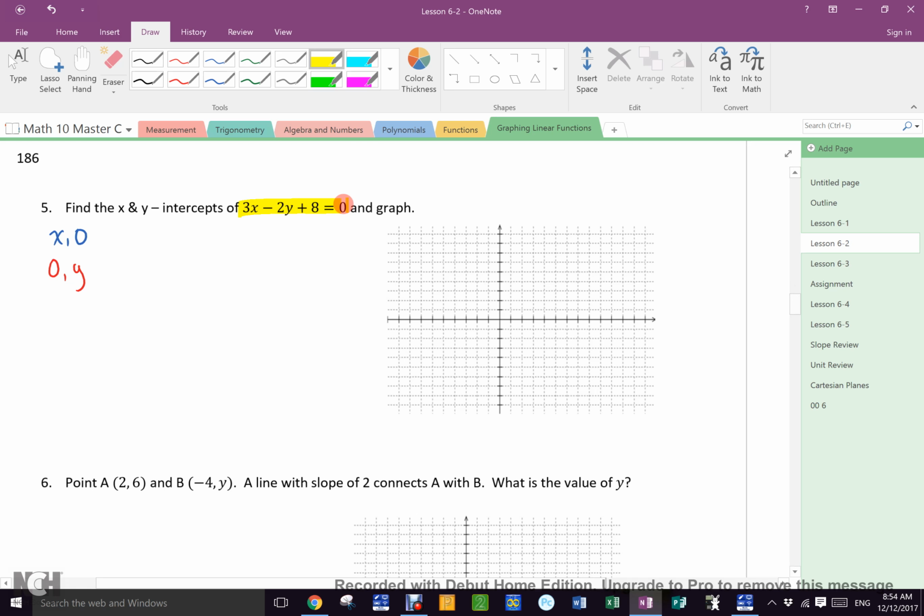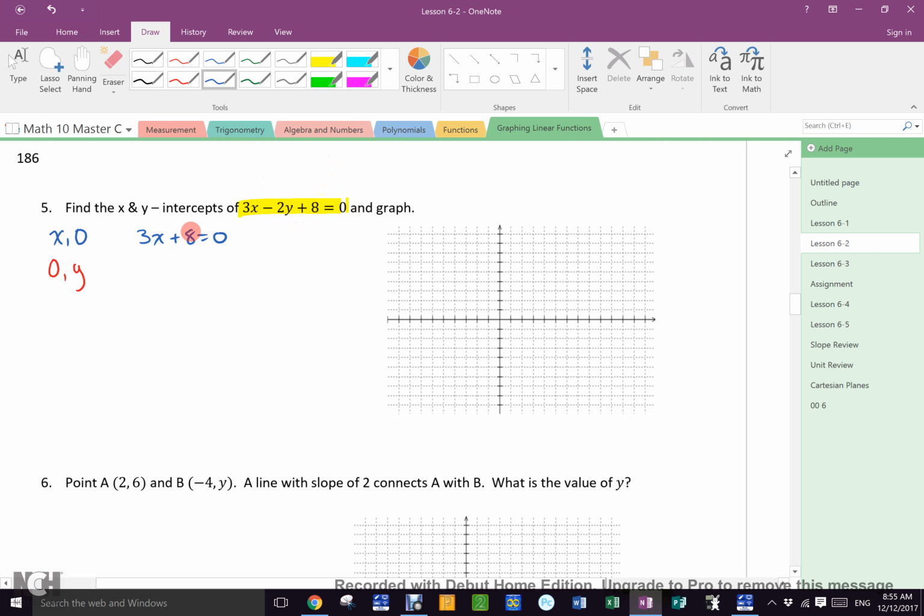Right. When I'm doing the x, what happens when I put 0 in for y? What happens to that term? Becomes 0. Would I ever write 0? No. So when I put a 0 in there, what I'm really going to have is 3x minus 0 plus 8, correct? Would I ever write that? No. What would I write? 3x plus 8 equals 0 because the y term drops out. Does everybody understand that? Okay.